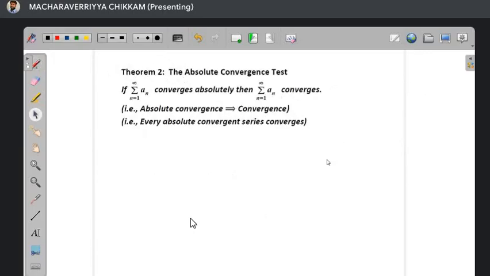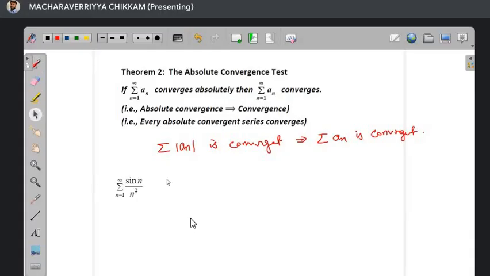Okay, so here is the theorem, let us look at it. Absolute convergence test. If the summation of a_n, where a_n need not be non-negative, so they are talking about general series, converges absolutely, then the summation of a_n is convergent. Converges absolutely means that the summation of mod a_n is convergent, and that implies the summation of a_n is convergent. So that's what the statement is saying: every absolutely convergent series is convergent.